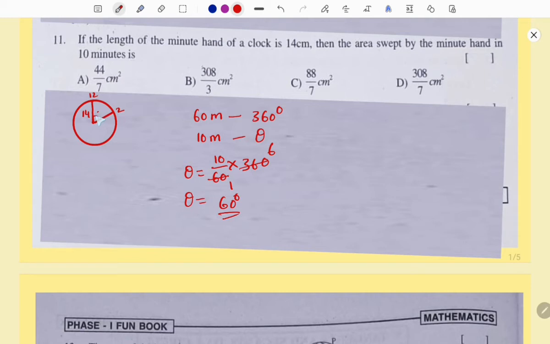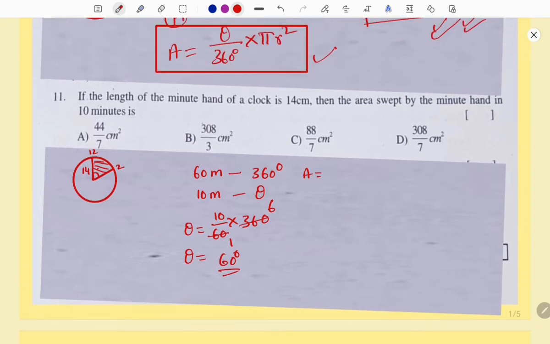Now he asked for the area of the sector. Area of the sector, we already know the formula: theta by 360 into pi r square. Now we can do this problem. Here theta means 60. So 60 by 360 into 22 by 7 for the value of pi, and the radius, the length of the minute hand, is 14, into 14. Now you can simplify this.